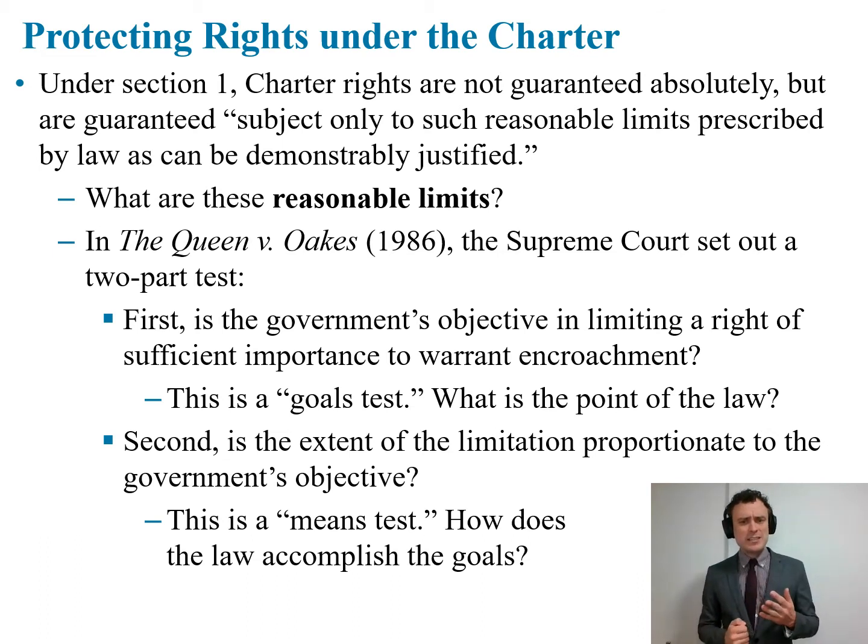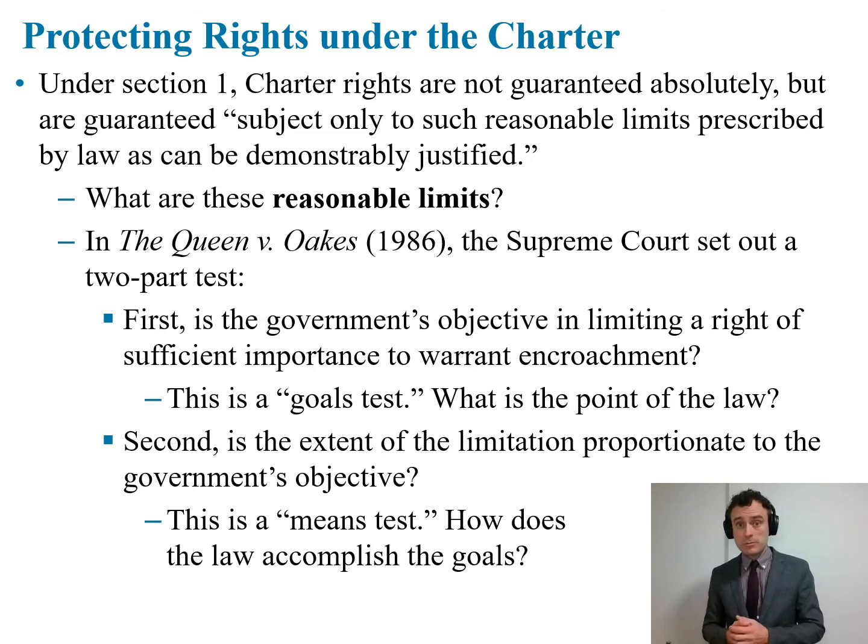The second part of the test then is a means test. How does the law accomplish the goal set out in the first part of the test? Is the extent of the limitation proportionate to the government's objective? This idea of proportionality makes sure that the means used to accomplish the goal are consistent and proportionate with the overall objective.